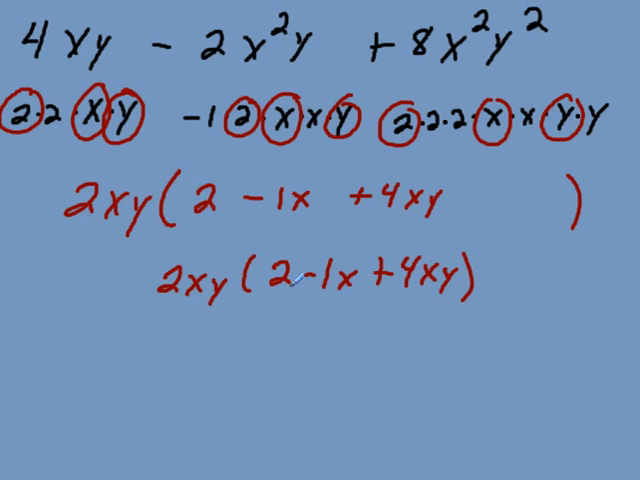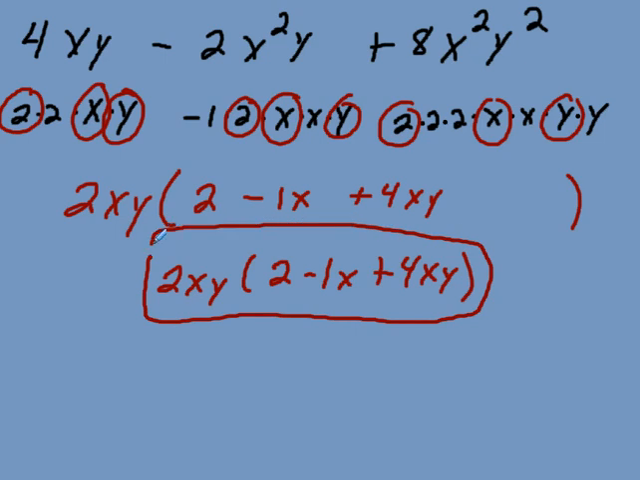Alright, now notice what we have. We started with three terms. We factored out a 2xy out of all three, and we're left with our factored term and what is left of the three terms. 2, negative 1x, and 4xy. And that gives us our final answer. Now, if you want to check to make sure this answer is correct, then multiply this 2xy, multiply this right here by everything in the parentheses, and you should end up with our original problem up here.